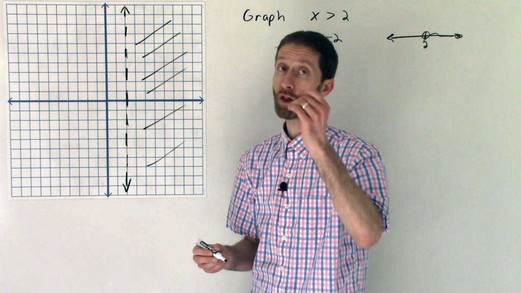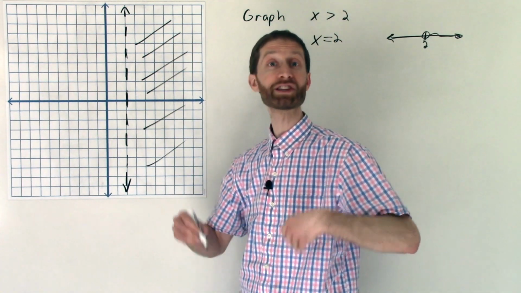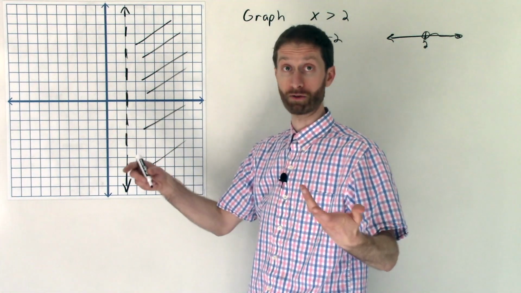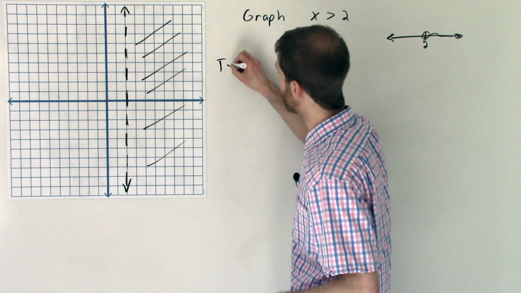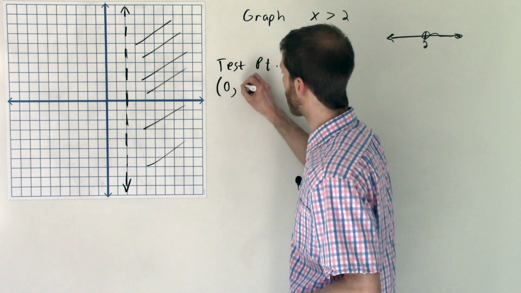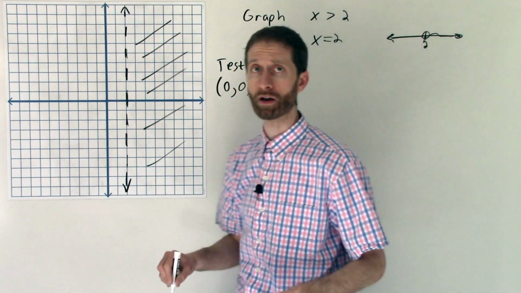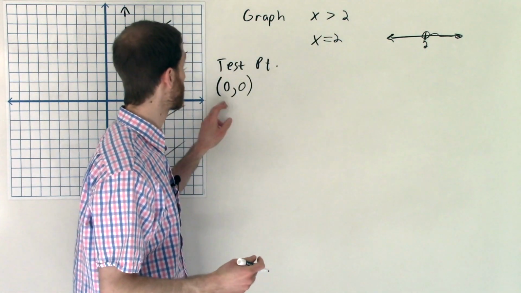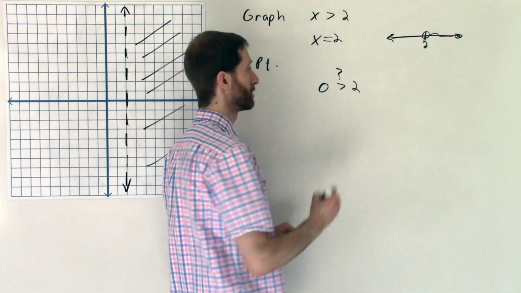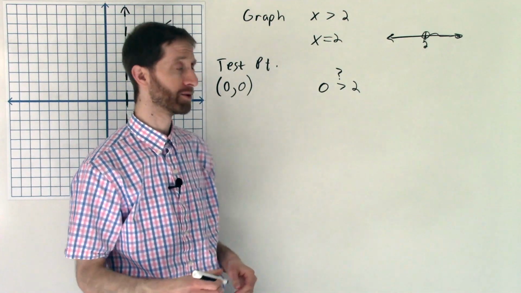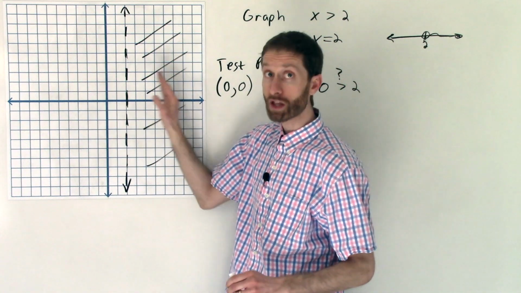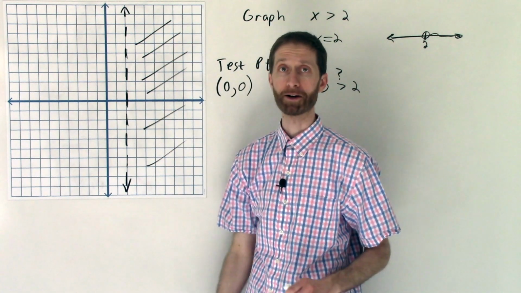That's fine. If you're one of those students that likes to use test points, let's do that. A test point, perfect one, that's not on the line is 0, 0. So I'll write down test point, and we're going to test 0, 0, and plug those points into the inequality. There's no y value, so you would only plug the x value into it. So is 0 greater than 2? No, 0 is not greater than 2, which means that we do not shade the part of this graph that has 0, 0 in it. We shade the other part, which is this side right here.